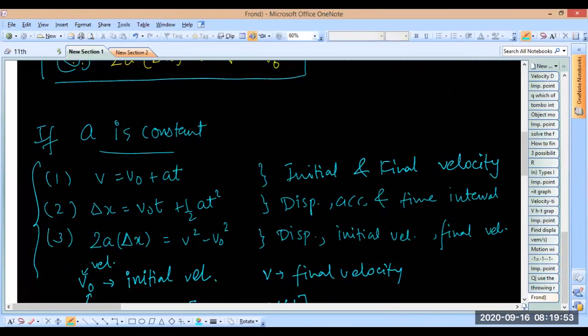Now, whether acceleration is constant or not, that will depend on the situation. So a lot of things will be based on your judgment, right? When you read the question, you'll have to make a lot of analysis and then do it, right?